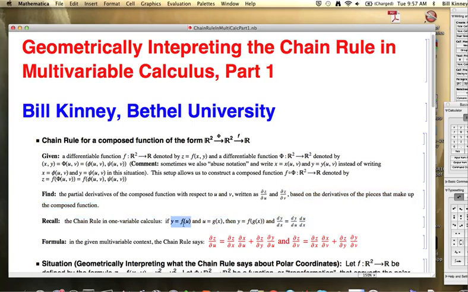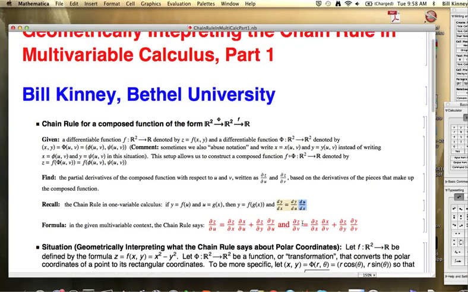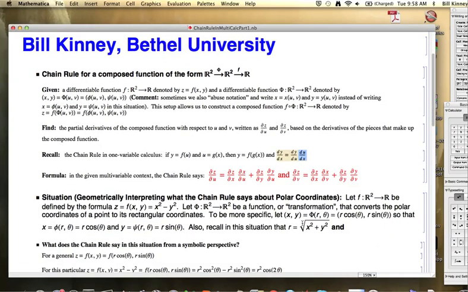If y is a function of u and u is a function of x, then ultimately y can be thought of as a function of x, and you can differentiate y with respect to x. In this way, the derivative of y with respect to x is the product of the derivative of y with respect to u with the derivative of u with respect to x. I don't want to prove the chain rule in any way. I just want to show you what it says, and then we want to interpret it in the context of a situation here. In the given multivariable calculus context, what does the chain rule say?